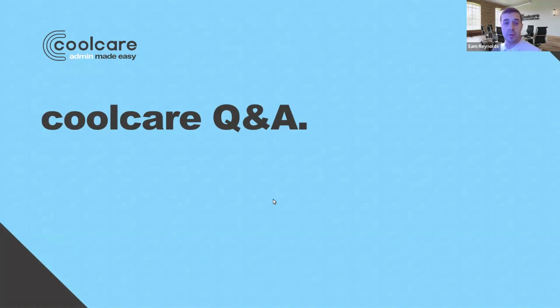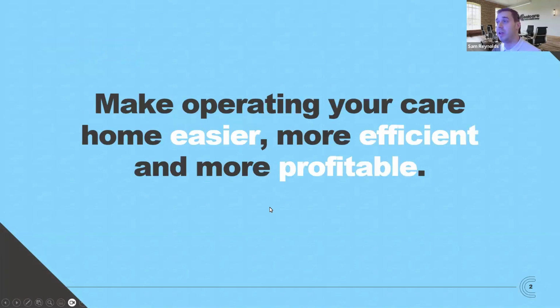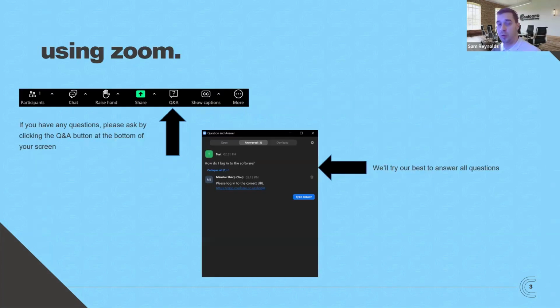So for those joining, if you've not been on one of our masterclasses before, CoolCare is here to help make operating your care home easier, more efficient and more profitable. And today we'll be doing that by answering your questions and helping you out with anything you might want to know about. In order to get your questions to us, you should have the option to use the Q&A on Zoom itself. If you pop your questions in there, I'll be able to see them all, and then we'll go through them one by one, answering any questions anyone's got. Anything you think of at all, we should be able to go through.